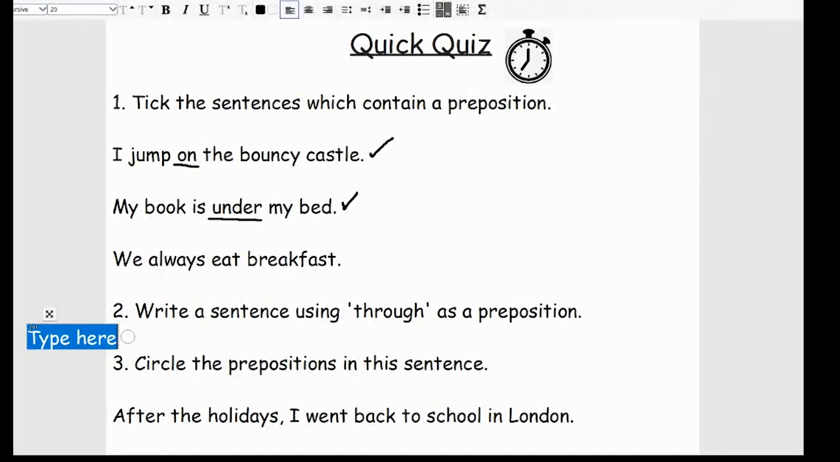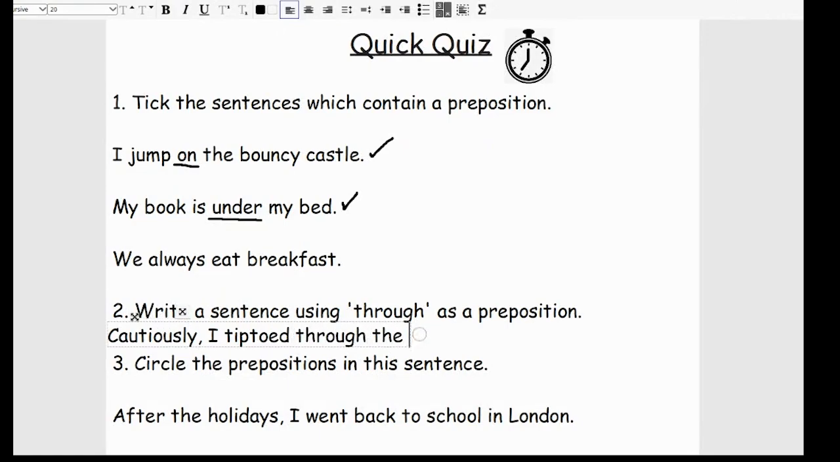Write a sentence using "through" as a preposition. So I might want to say, "Cautiously, I tiptoed through the corridor." I could add more detail, but there, "through" is my preposition.